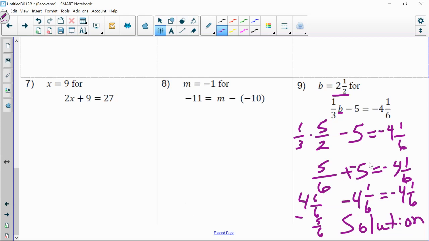Okay, so there are two of them checked for you. You need to remember to look out for your negatives. Remember your integer man and your integer rules. If you need to, go back and look at those notes.